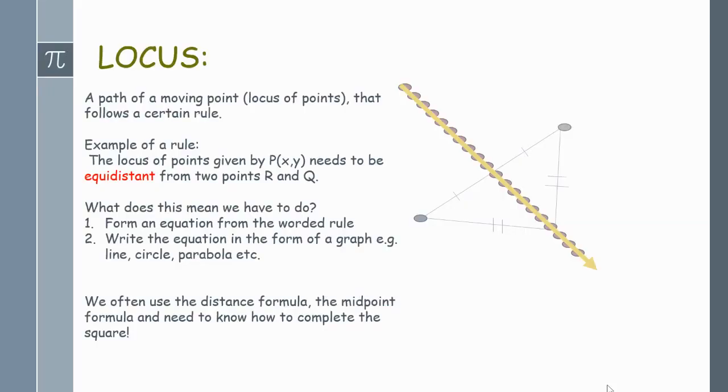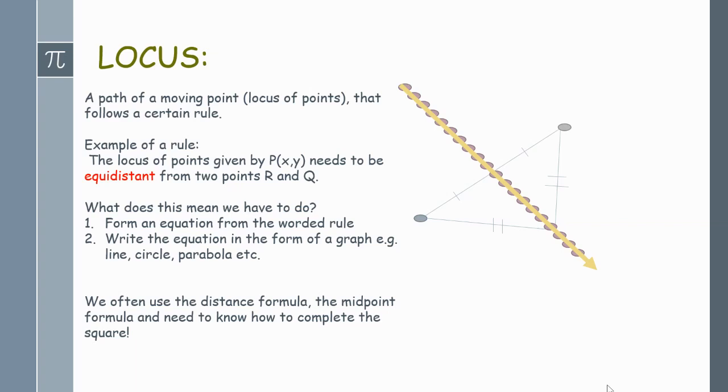Today we're looking at 15b, which is about the locus of points. So a locus is simply a path of a moving point or points that follow a certain rule. An example of a locus. We could have a rule that looks like the following.